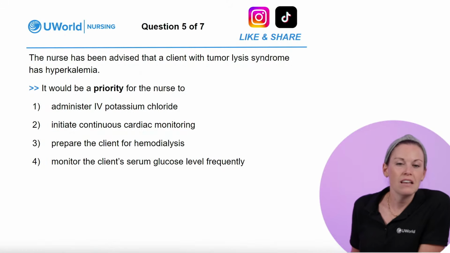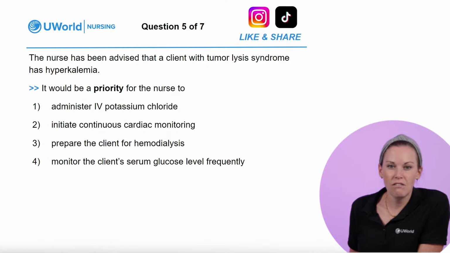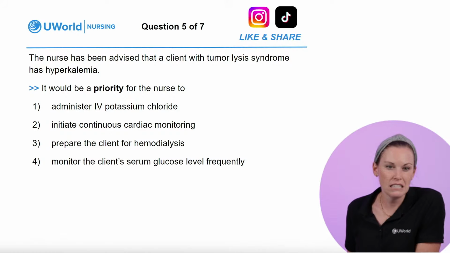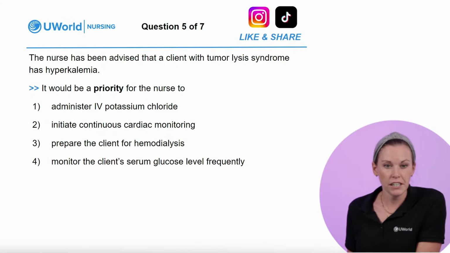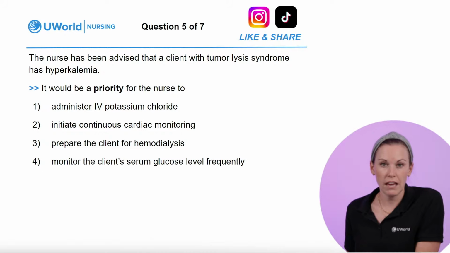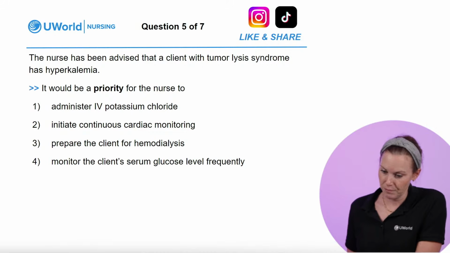Question 5. The nurse has been advised that a client with tumor lysis syndrome has hyperkalemia. It would be a priority for the nurse to: Option 1, administer IV potassium chloride. Option 2, initiate continuous cardiac monitoring. Option 3, prepare the client for hemodialysis. Option 4, monitor the client's serum glucose level frequently.